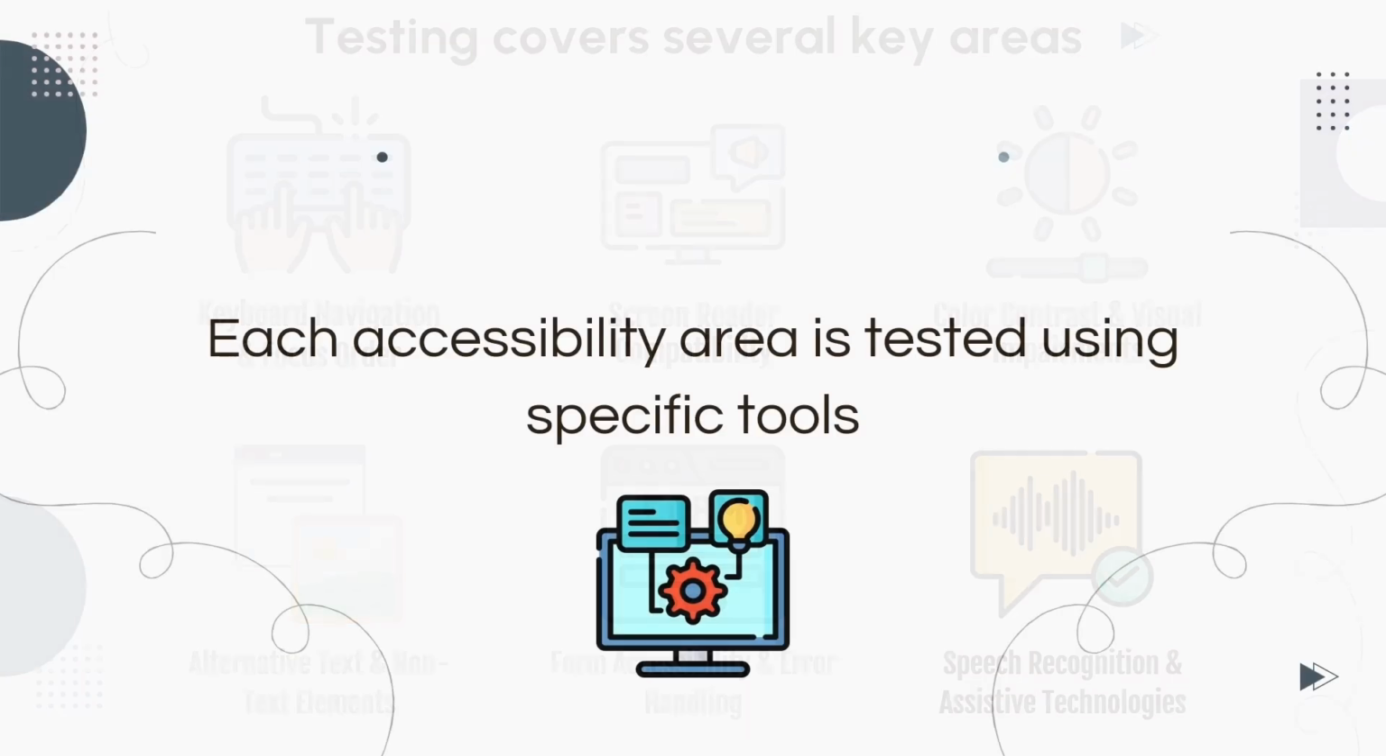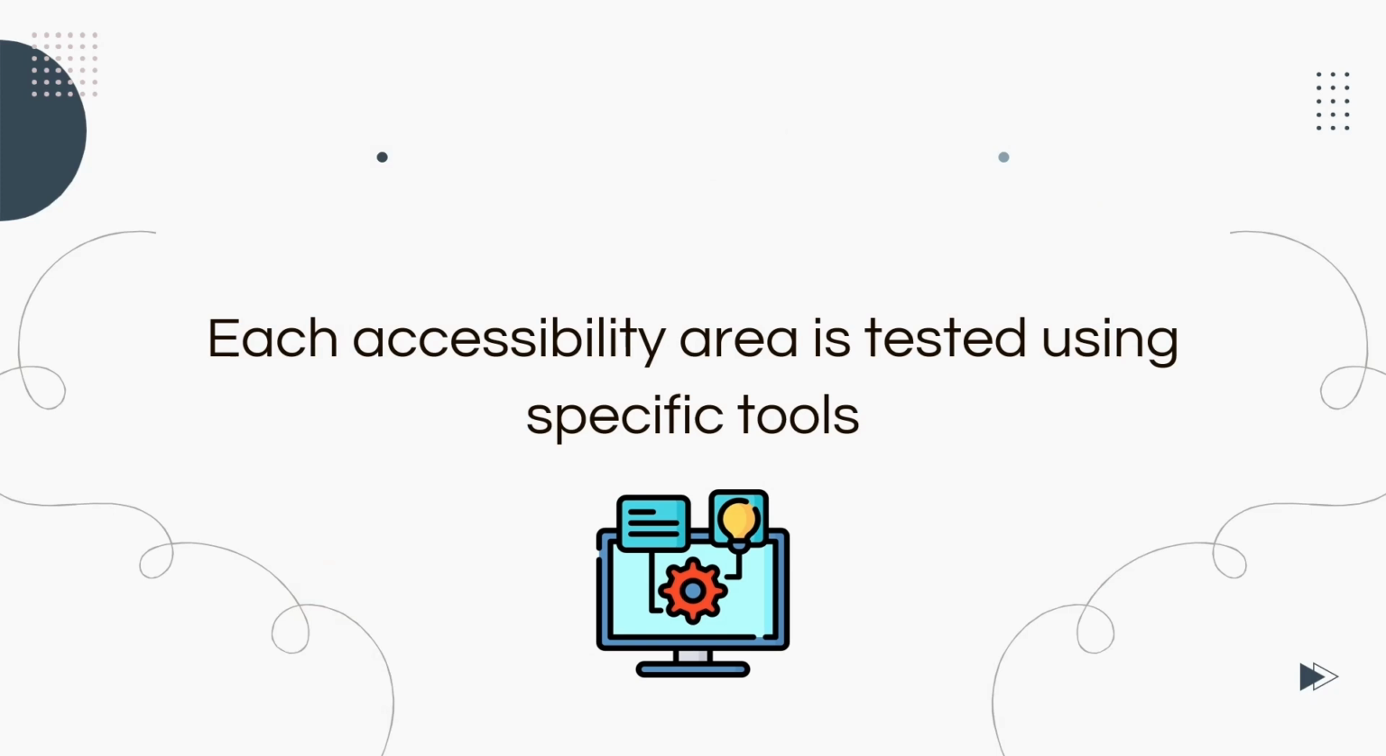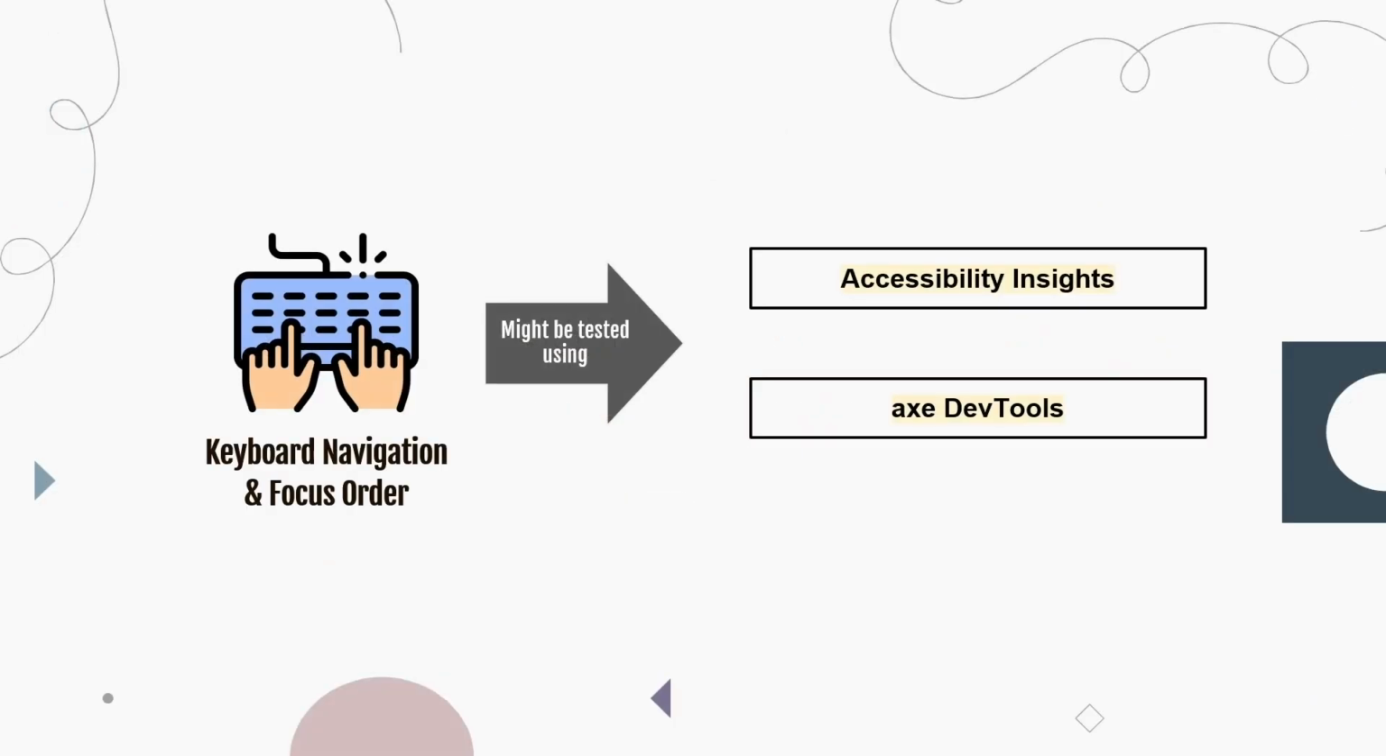As we already discussed, each accessibility area is tested using specific tools designed to evaluate and enhance compliance. For example, keyboard navigation and focus order can be tested using tools like Accessibility Insights and DevTools. These tools help identify any issues with keyboard accessibility and ensure that the focus order is logical and user-friendly.